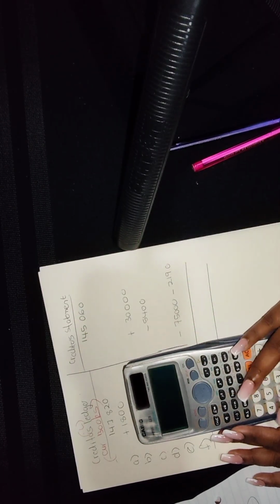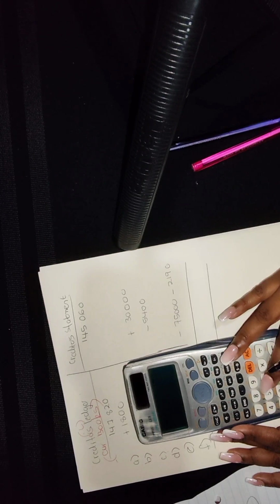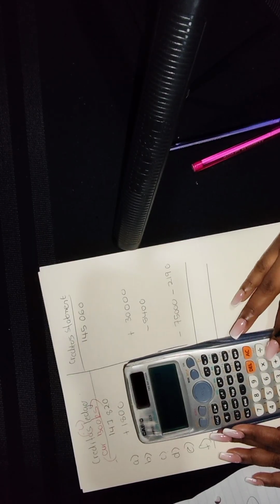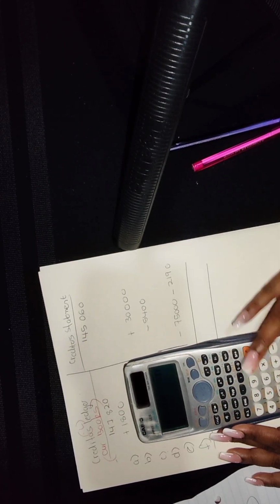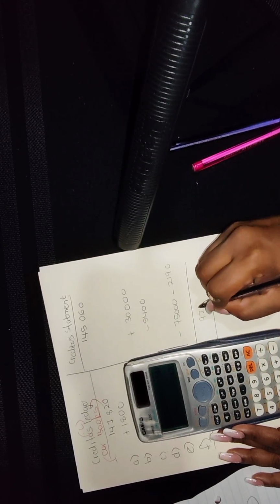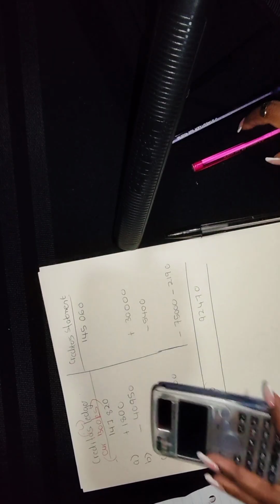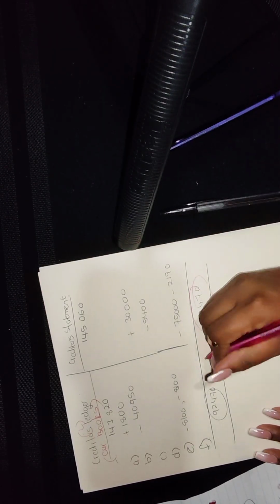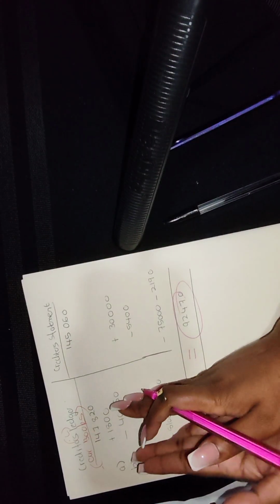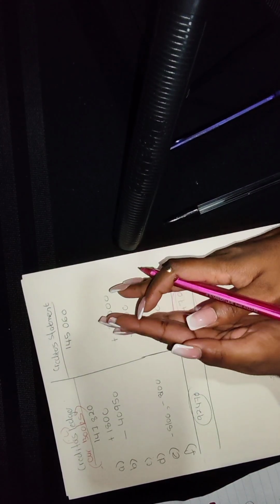Okay, then I'm going to do the same for the creditor statement. 145,060 plus 30,000 minus 4,500 minus 75,000 minus 2,190, and I'm going to get 92,470. You will notice that both of these numbers are equal, and you have now reconciled your books, the creditor's ledger, with the creditor's statement.